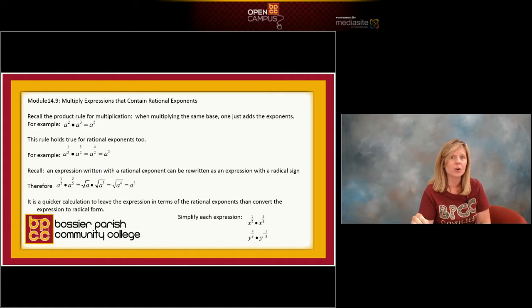What I'm trying to show you is the rules don't change just because the expression looks different. The rule is the rule. Multiplying variables, you add exponents. If the exponents are whole numbers, you add them. If the exponents are fractions, you add them.